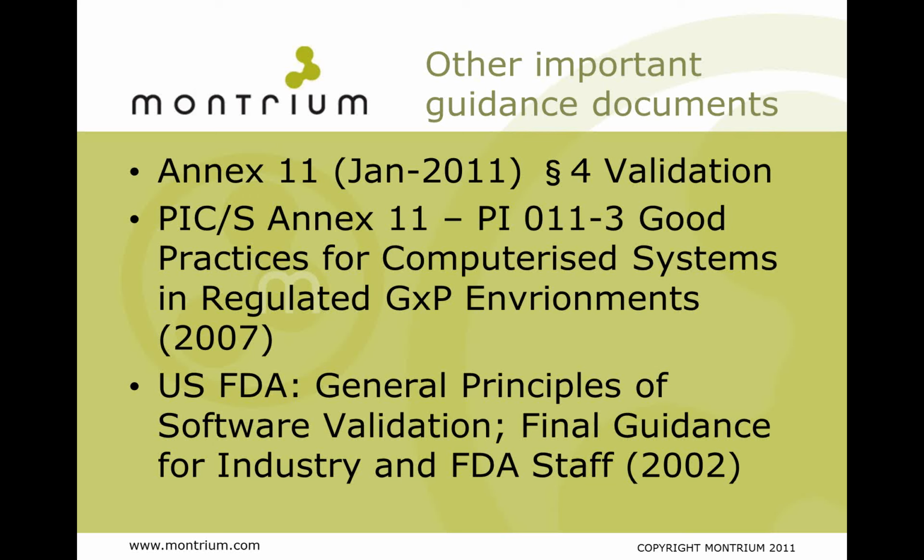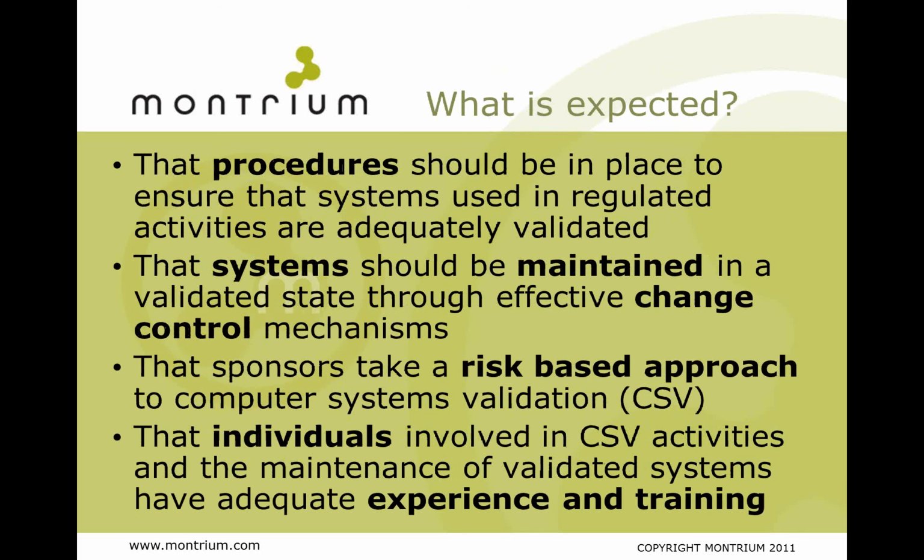So all of these regulatory documents give us, in some form or another, guidance as to what the expectation is. And so what is that expectation? The first expectation is that procedures should be in place to ensure that the systems used in regulated activities are adequately validated. So we have to have SOPs around validation. There's also an expectation that systems be maintained in a validated state through effective change control mechanisms. So you have to have a change control process to be able to maintain the validated state, and any changes have to go through change control.